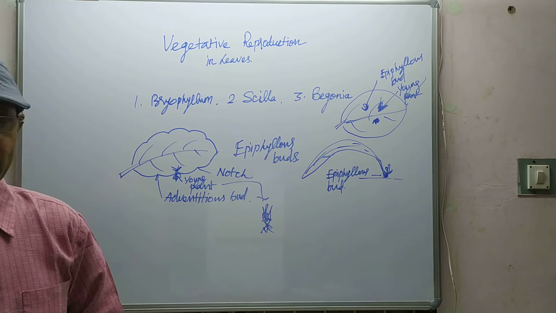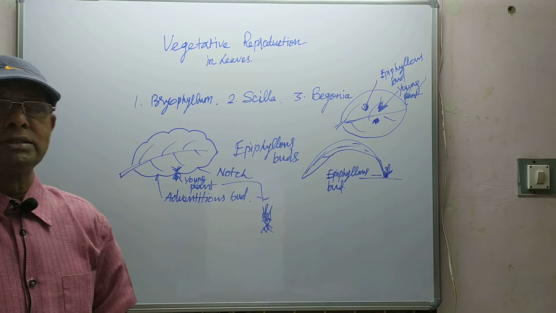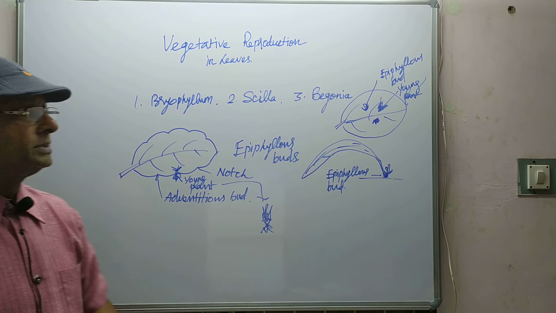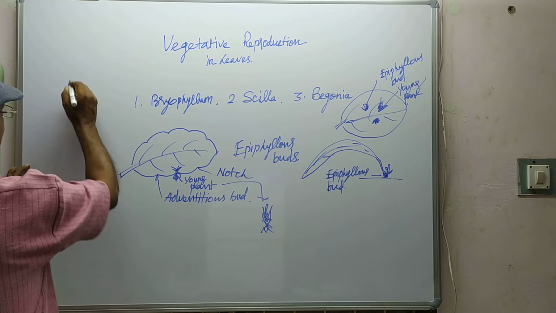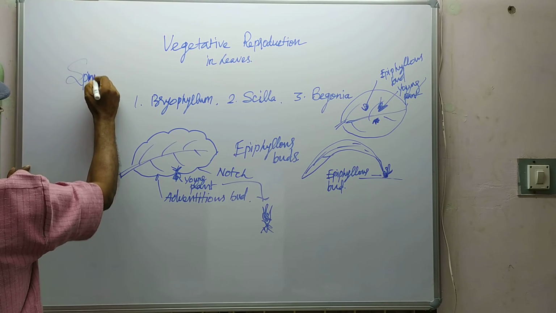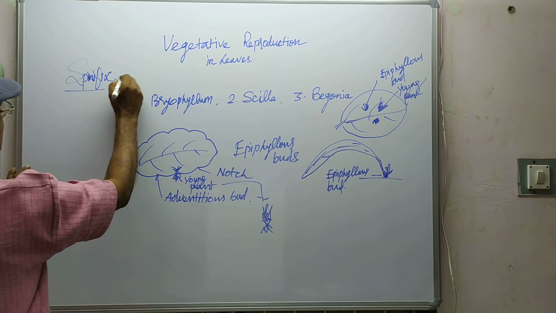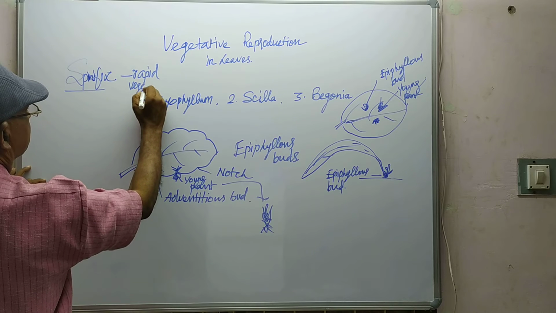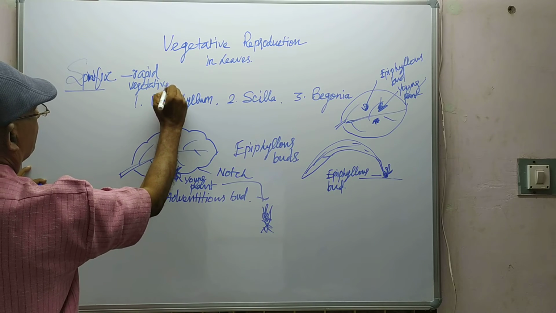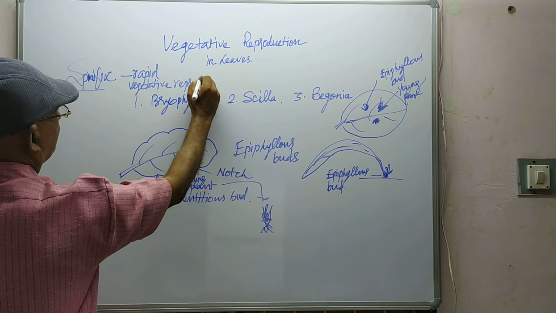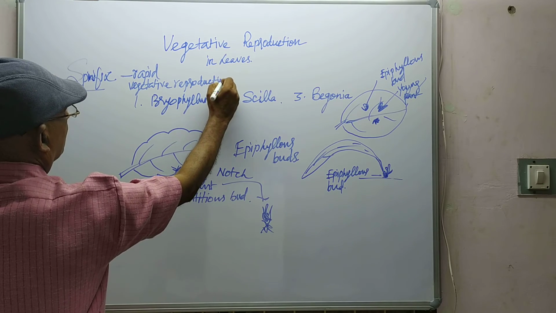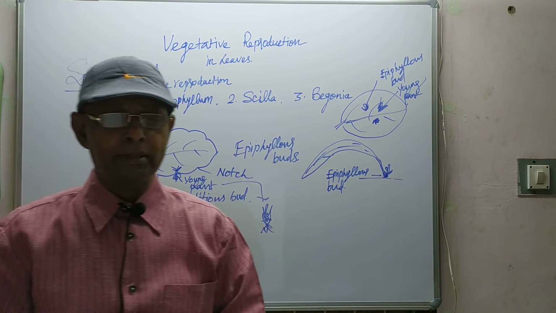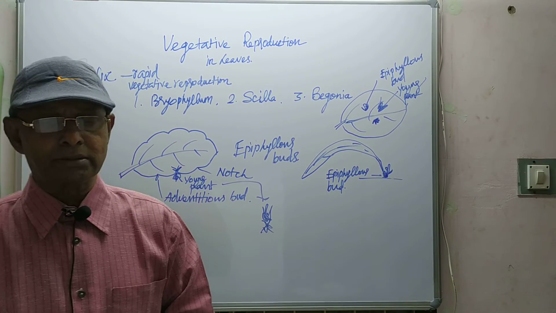Third point, in some plants, vegetative reproduction is very rapid. So the plants spread rapidly. Say for example, in the case of spinifex, rapid vegetative reproduction takes place.